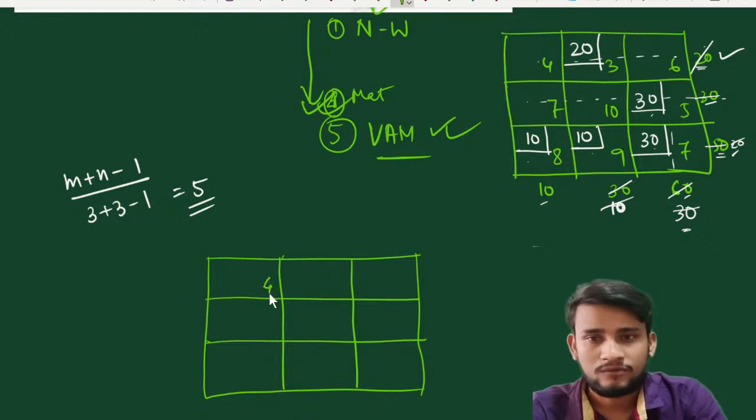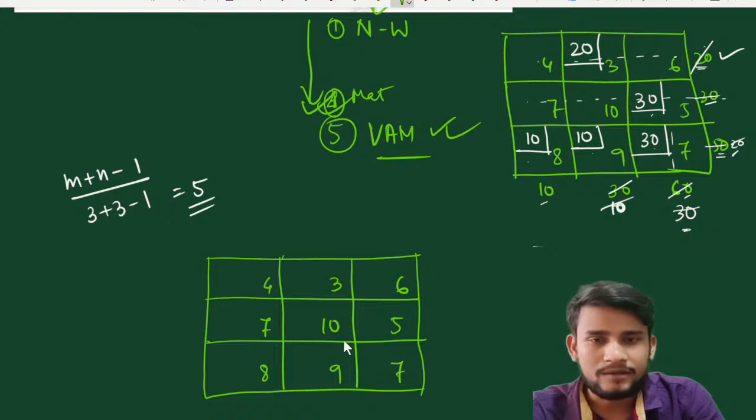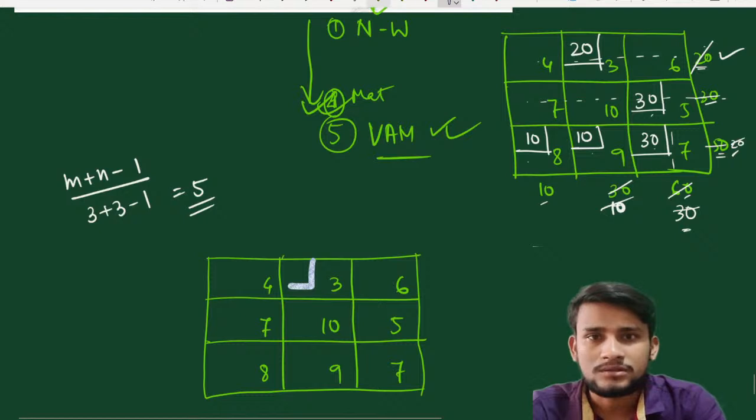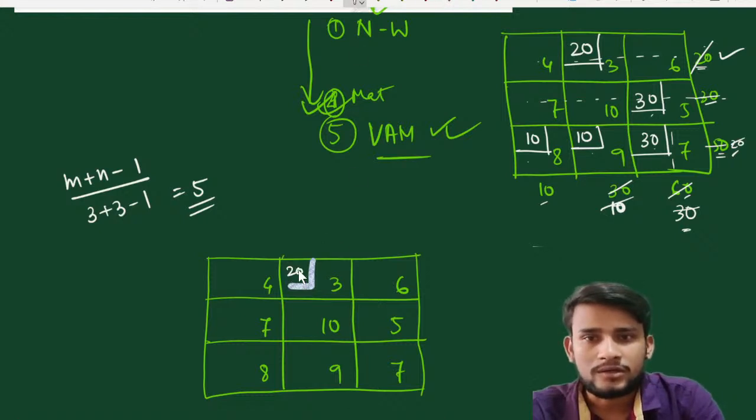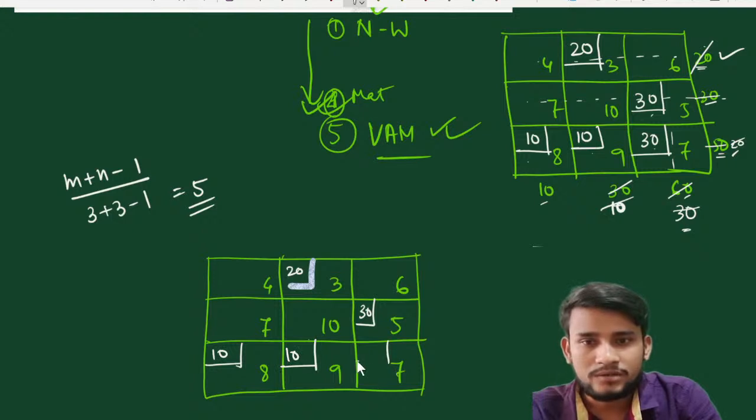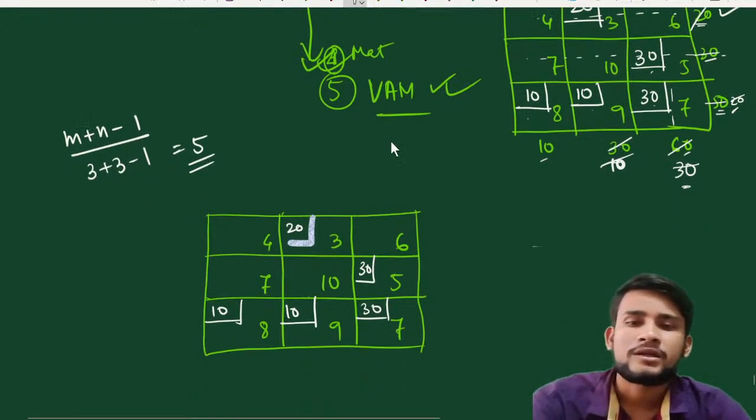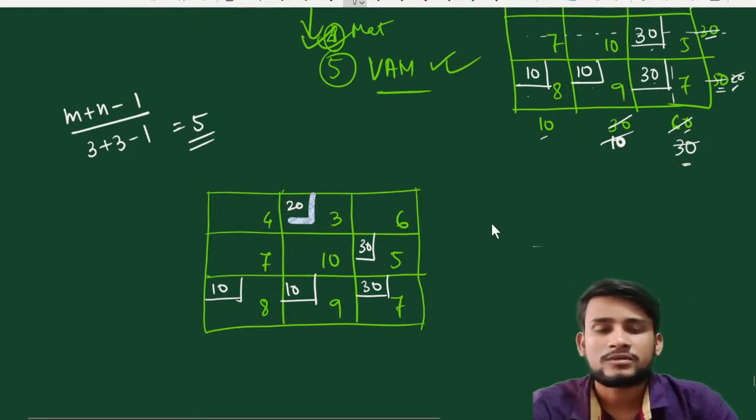Okay, 4, 3, 6, 7, 10 and 5, and 8, 9 and 7. Okay, and the allocations are here: 20 units, here 30 units, here 10 units, here 10 units, and here also 30 units. Okay, now we solved, we find what?